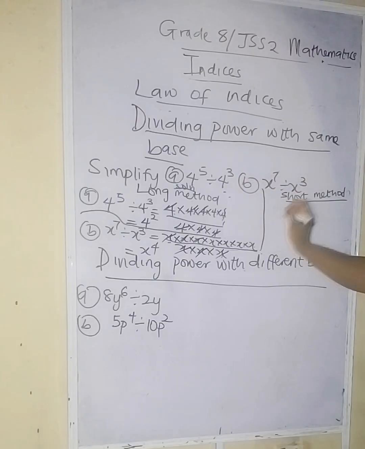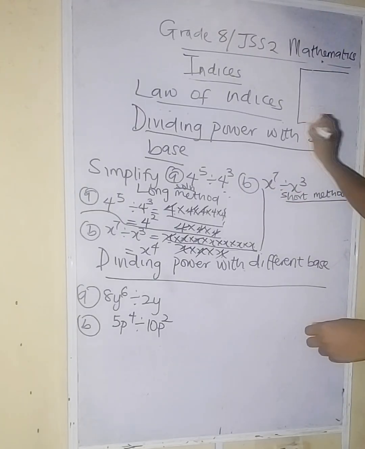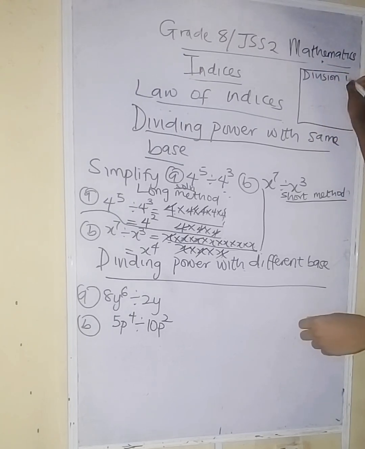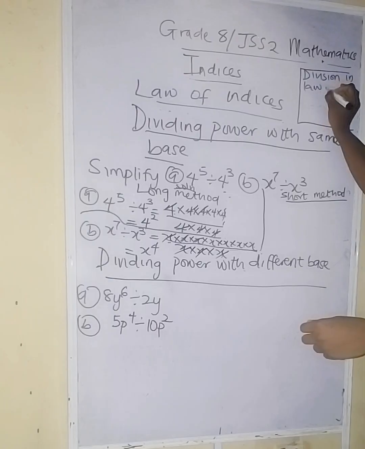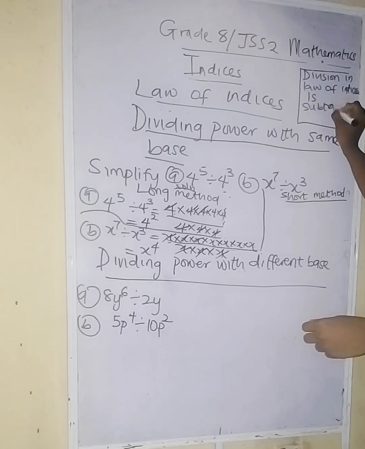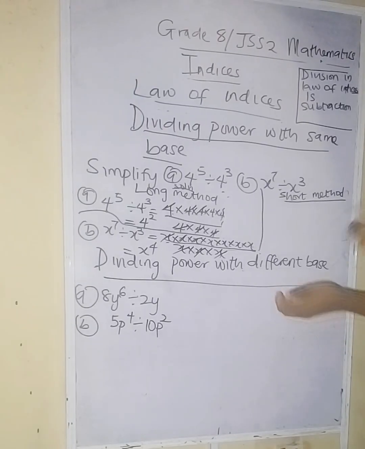So now, division in the law of indices is subtraction. Division in the law of indices is subtraction. So now it is different from multiplication, alright? So it is subtraction. So now let's solve it now.